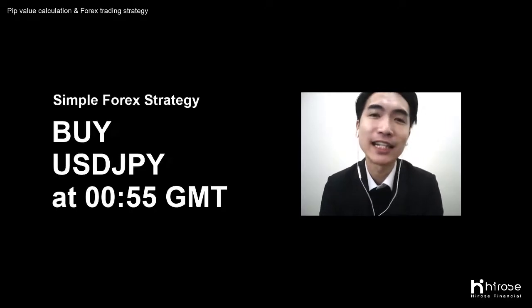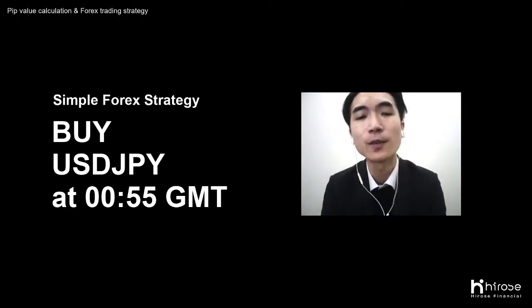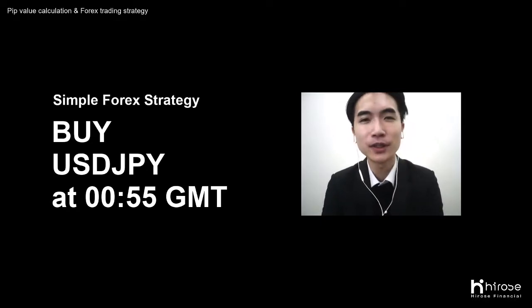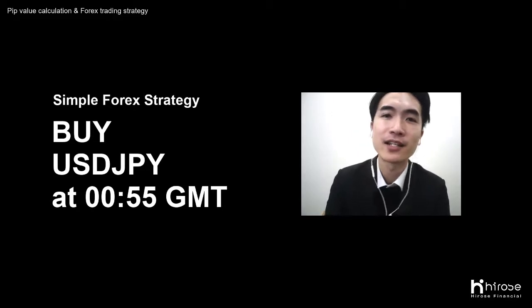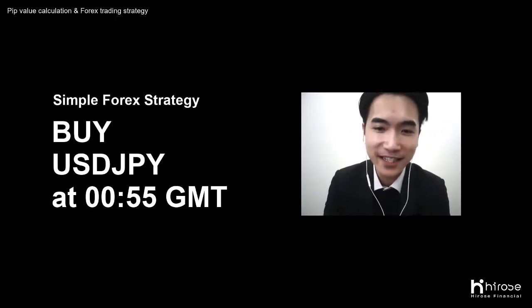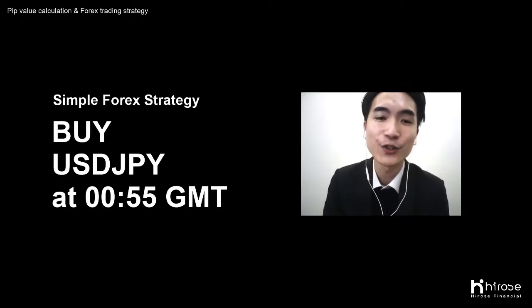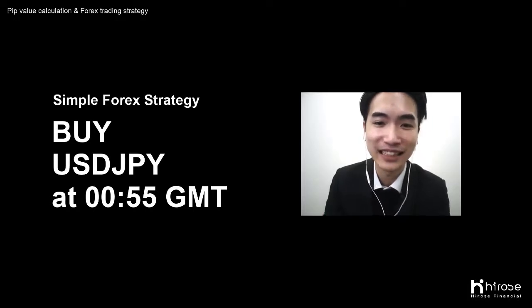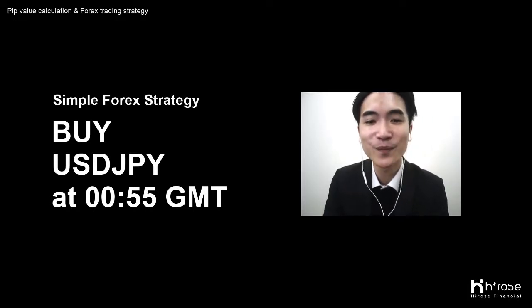A strategy that is able to help beginners make profit in the forex market. It's a really simple strategy, and I can sum it up with just three points, which is to buy US dollar and Japanese yen at 12:55 GMT. That's it, that's everything that you need to know about this strategy. It might not sound convincing to you.